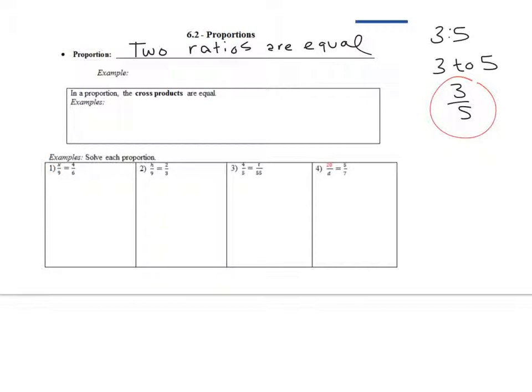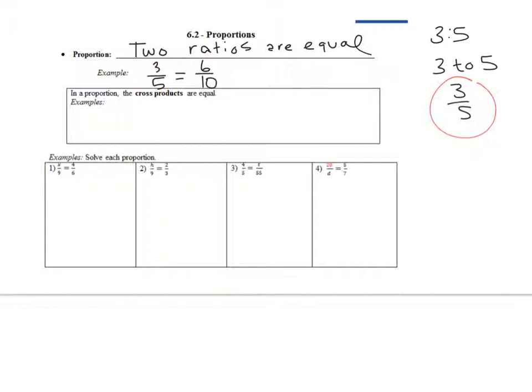So here's an example of a proportion. 3/5 is the same thing as 6/10. In a proportion, the cross products, this is a new vocab, are equal. So cross products means when you multiply across, they're equal. So if we check this one, 3 times 10 is 30. 30 equals 5 times 6.